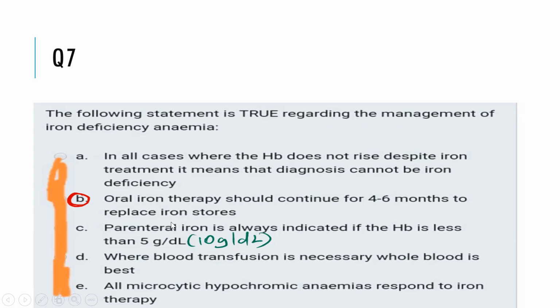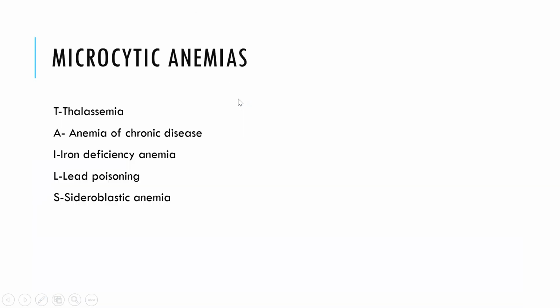Then for C, parenteral iron is always indicated if the HB is less than 5 grams per deciliter. It's not 5 grams, it's in fact 10 grams. Then for A, in all cases where the HB does not rise despite iron treatment, the diagnosis cannot be iron deficiency. I didn't find anything to do with that, so I can't explain why it's wrong, but I'm sure about B.